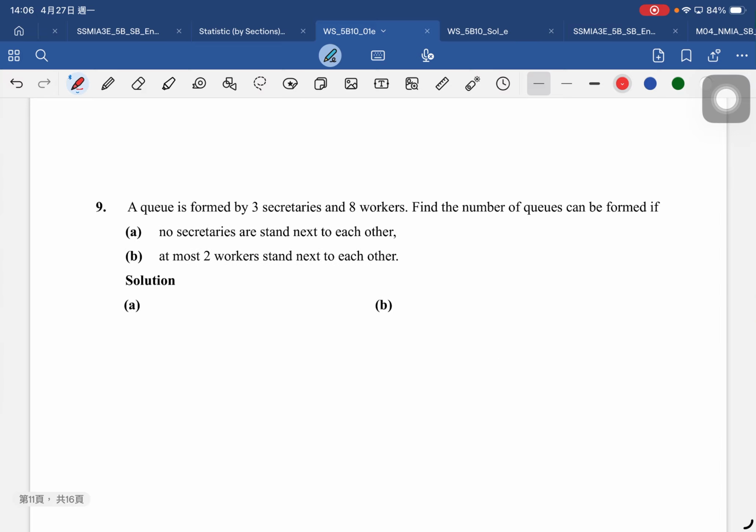The last one, a queue is formed by 3 secretaries and 8 workers. Now find the number of queues that can be formed if no secretaries stand next to each other. They must be separated, so this is separation. I thought first of all arrange these 8 workers.